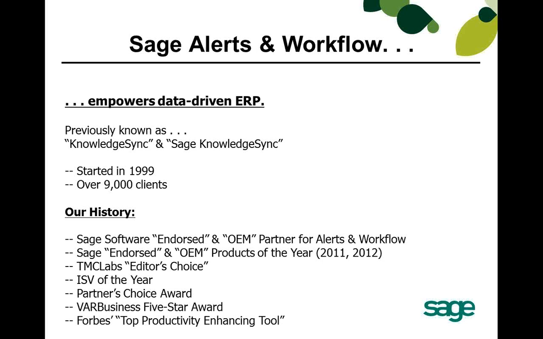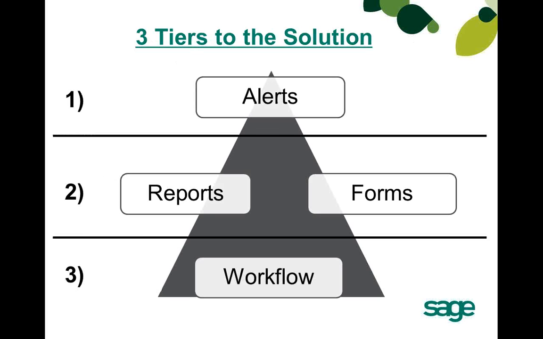Perhaps most importantly, the very last one listed on the slide, Forbes, an organization that knows a thing or two about business, gave Alerts and Workflow their commendation for top productivity enhancing tool. Now let's start to drill down a little bit deeper into the Alerts and Workflow solution. When we do so, we can see that it really consists of 3 tiers of functionality.